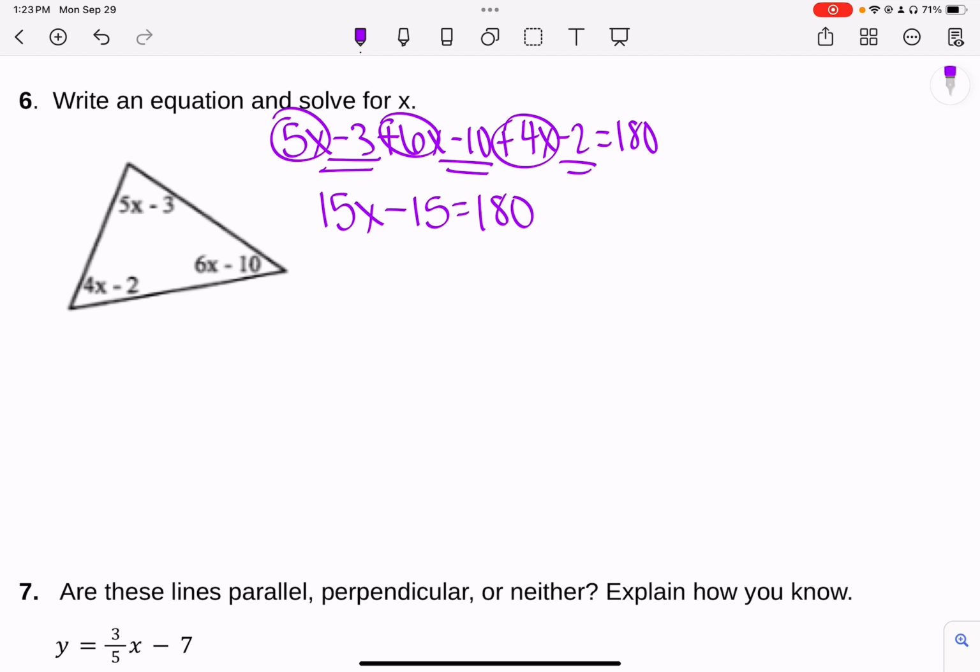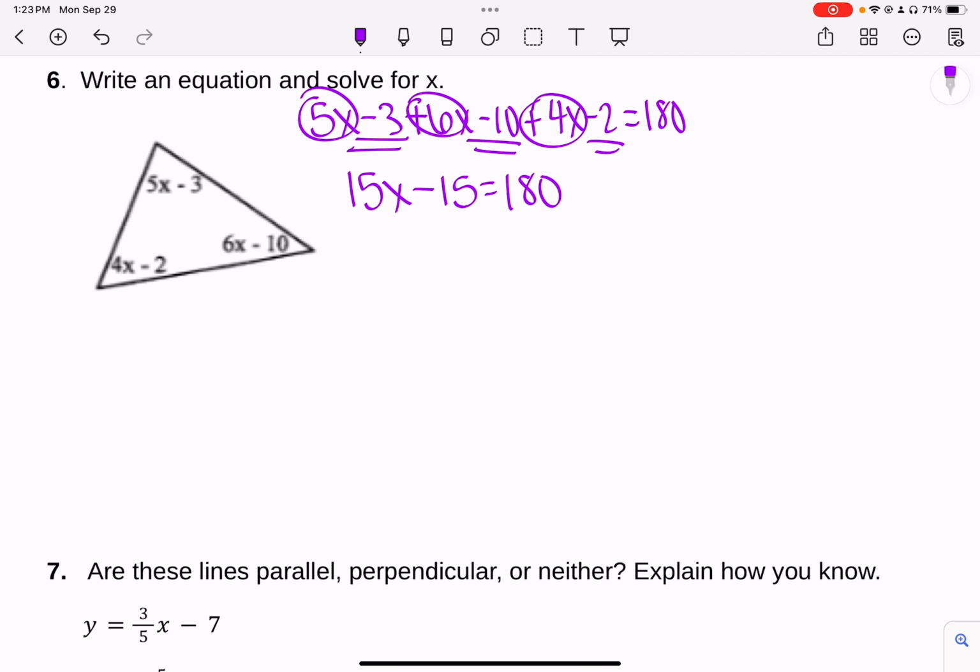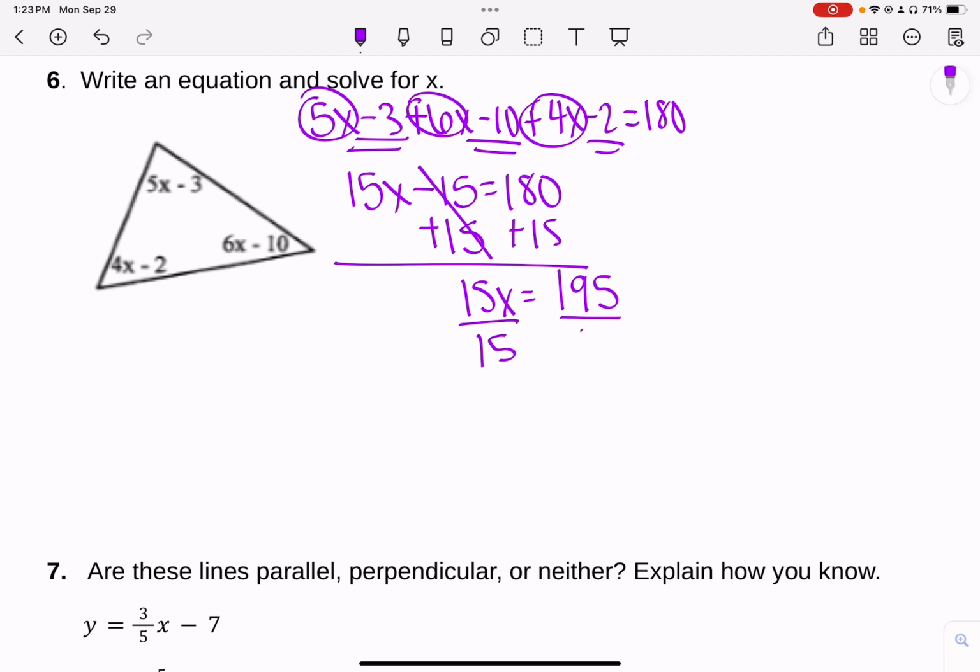So now that we've simplified, note that we didn't change any symbols because we were putting things together on the same side, combining like terms. So now we are changing symbols because we're moving across sides. So we're adding that 15 to both sides. So we get 195 on the right side. And then to get the x alone, we're going to divide both sides by 15. So x is going to be 13.